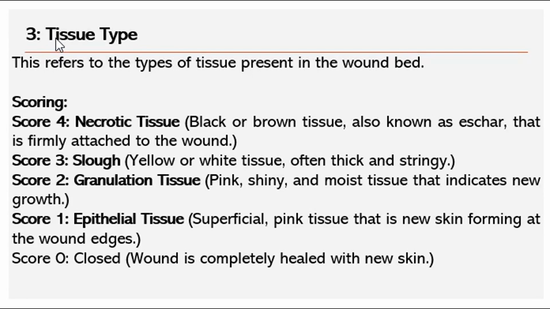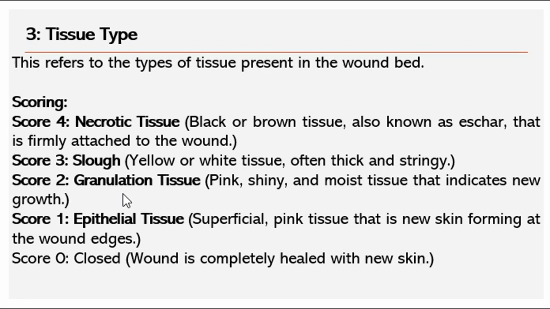The third parameter is tissue type. This refers to the type of tissue present in the wound bed. How will we give the scoring? We will give a score of 0 to 4. Score 4 is for necrotic tissue. Necrotic tissue means black or brown tissue, also known as eschar, that is firmly attached to the wound. Score 3 is for slough, yellow or white tissue, often thick and stringy.